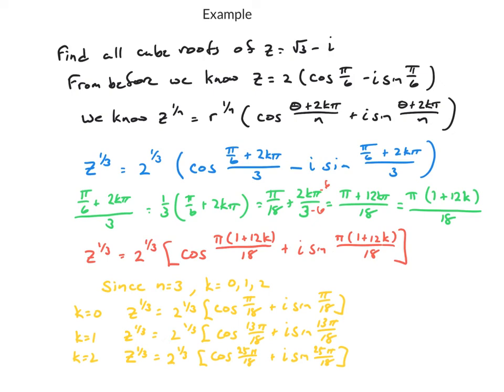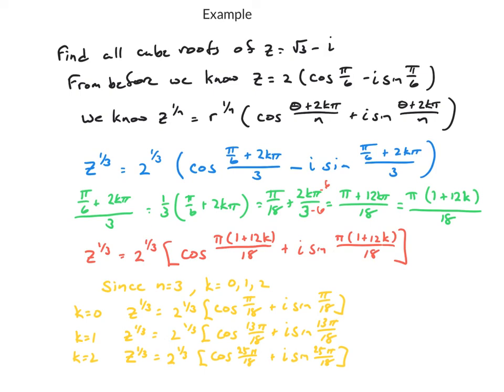So now what I know is that my cube root of z is equal to 2 to the 1/3 power, the cube root of 2, times the cosine of pi times the quantity 1 plus 12k over 18 plus i sine of pi times 1 plus 12k over 18.